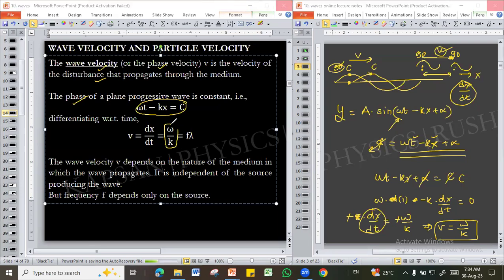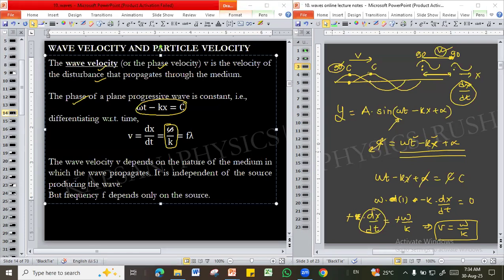Any doubt in this? How to calculate the speed of the wave? Take any constant phase and observe it. Right now, phase equal to 90 degrees is here. After some time, phase equal to 90 degrees is here. So calculate this distance upon the time, and you will get the speed of the waveform or speed of the wave. Is this formula clear? Yes. So this is how the speed of the wave is calculated.